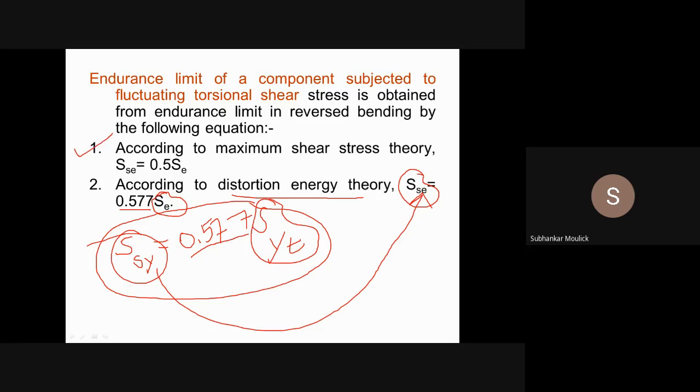So these two points you have to keep in mind. You have to see in the question whether the problem is to be designed for fatigue failure using the shear stress theory of failure or the distortion energy theory of failure. Then accordingly you have to use the particular equation to get the value of SSE. Any doubt so far?